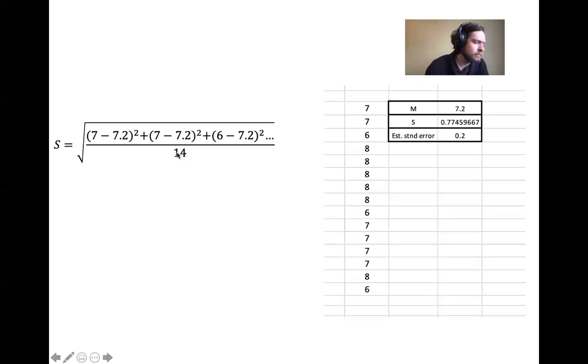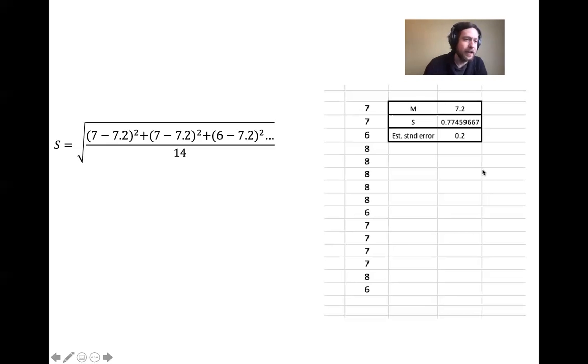Where does this 14 come from? N minus 1. Thank you. 15 minus 1, n minus 1, gives you 14. So you take the numerator divided by the denominator. It gives you some number. You take the square root of that number, and that gave me this right here, the standard deviation, 0.775 approximately. So that's the sample standard deviation. And once again, the estimated standard error you get by taking the sample standard deviation divided by the square root of n, which is 15.